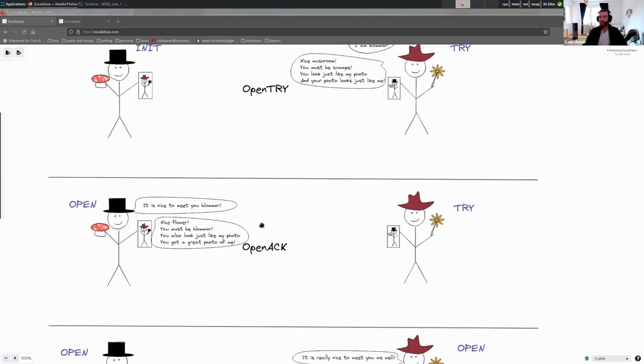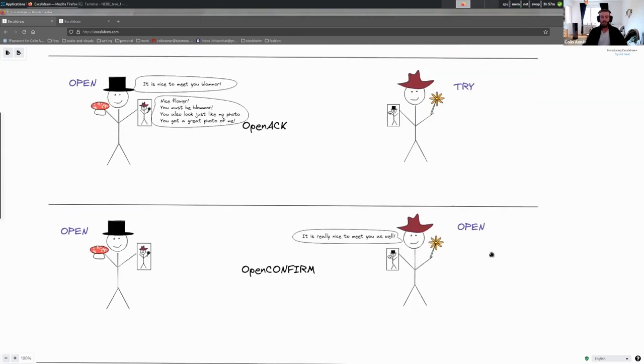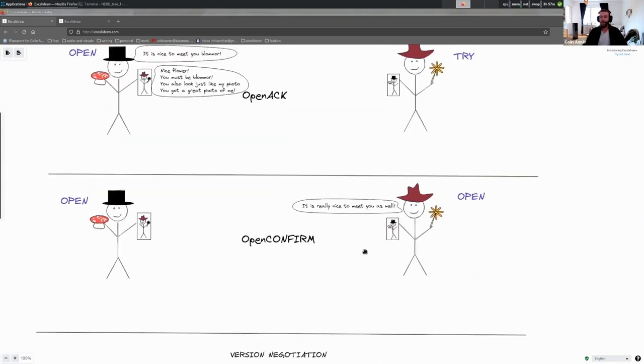In the open ACK, whoever we call open ACK on will move to open. And an important thing to know about open ACK is that the counterparty must be in try for you to go to open on the ACK state. You can't have init here, that'll fail. You can't have open here, that'll fail. It needs to be try. And then on the open confirm, both will end up being open because you're moving the try to open. And with confirm, you also need the counterparty to be open. They can't be on try.